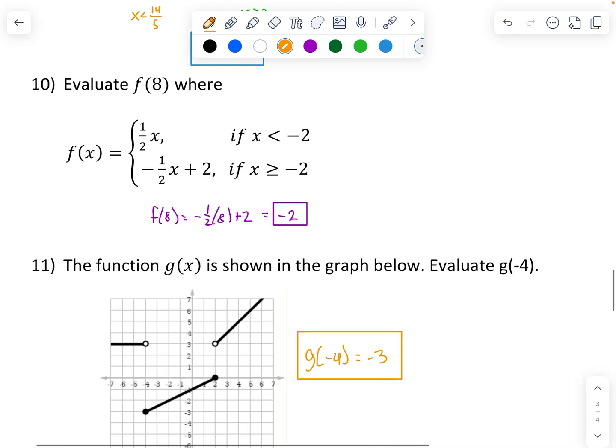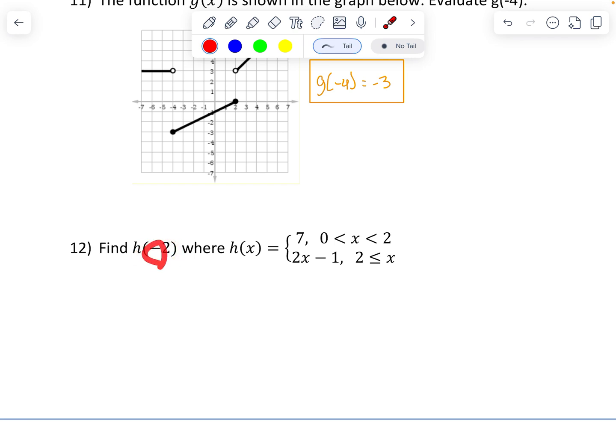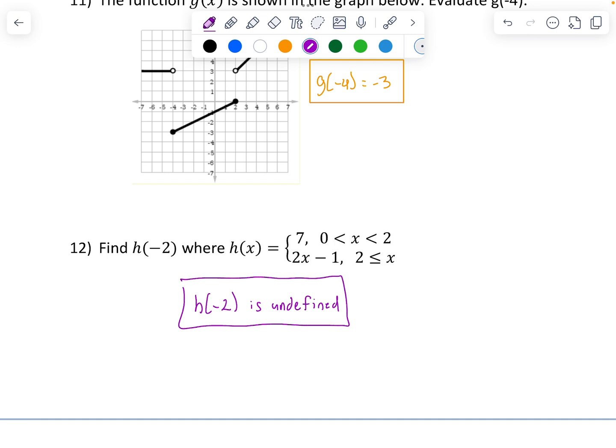And then when it's written, this is the same as above, but h of negative 2, we have to use the appropriate piece. Is negative 2 between 0 and 2? It is not, so we don't use this piece. Is negative 2 greater than or equal to 2? It also is not, so h of negative 2 is undefined. It doesn't fit either of the pieces. Yeah, so there you go. That one's a little tricky.